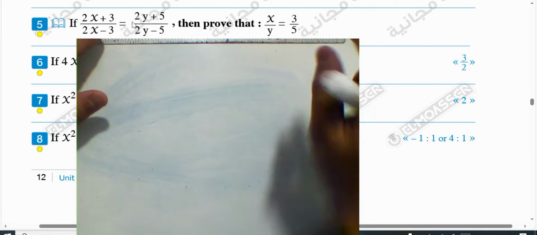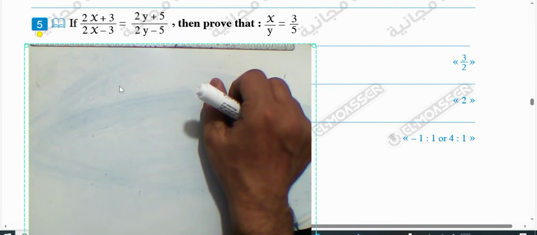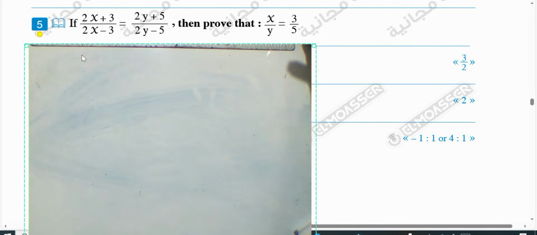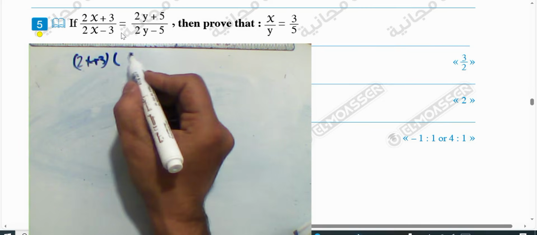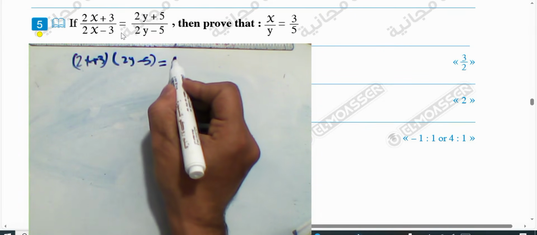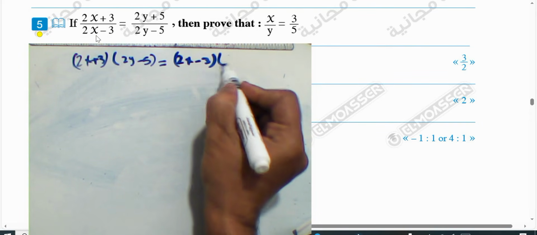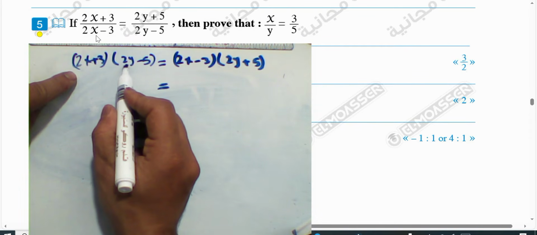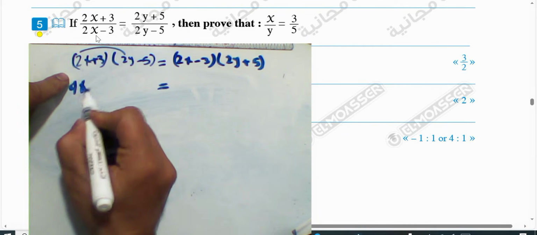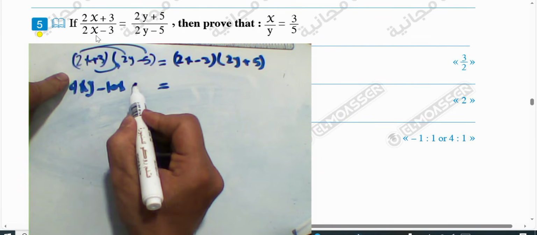Next question. He gave me a relation between two terms. So we want to find or prove that x over y equals 3 over 5. First step, we can use here the rule. The product of extremes, 2x plus 3 and 2y minus 5, equals the product of means. The means here are 2x minus 3 multiplied by 2y plus 5. 2x times 2y will be 4xy. 2x times negative 5 will be negative 10x. 3 times 2 equals 6y.